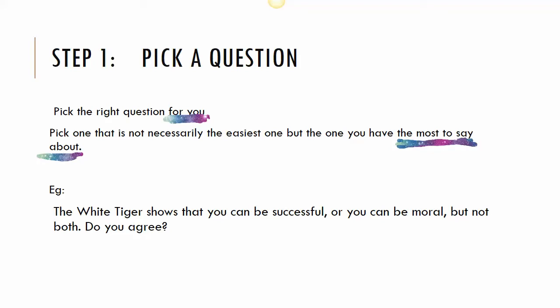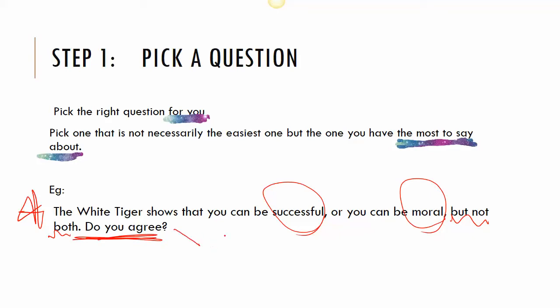Okay, so the question that I'm going to be using for this whole PowerPoint is this one here, which is that the White Tiger shows that you can be successful or you can be moral, but not both. Do you agree? Now that question's really good because it does have a lot of scope. So I need to talk about what makes a person successful, what makes a person moral, and why these things are incompatible. So that's really, really cool. There's a lot to be discussed. And that "do you agree" gives us the opportunity to say "to an extent."